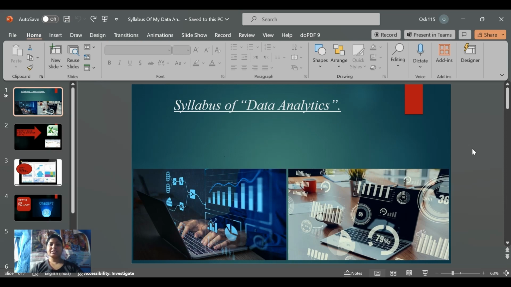But before I start the session, I want to know how many people have knowledge about data analytics. I'm sure there are many people who have knowledge about data analytics because it's a really in-demand job in the market these days, right? So let's look into the syllabus first so that we can understand what we are going to learn through my channel. Okay.